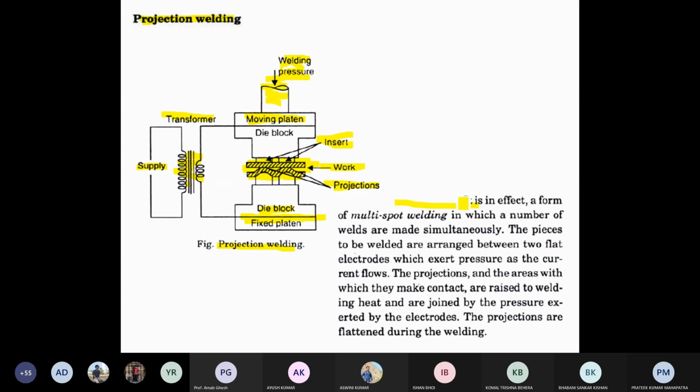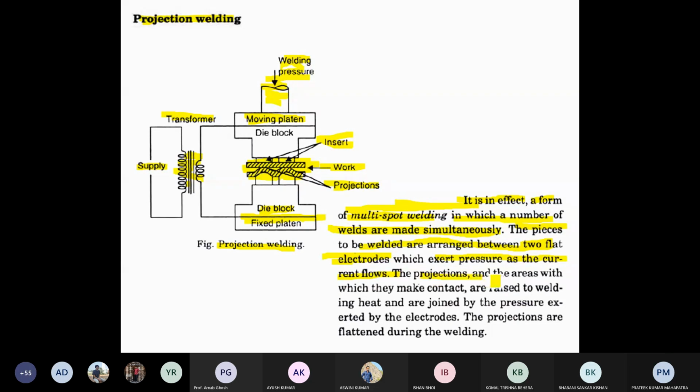So what is written? It is a form of multi-spot welding. Here you know there is multi-spot, one spot here, another spot here. If there are more ups and downs, there will be more spots, in which a number of welds are made simultaneously. The pieces to be welded are arranged between two flat electrodes, which exert the pressure as the current flows. Electrodes mean both pressure and current flow will be done.